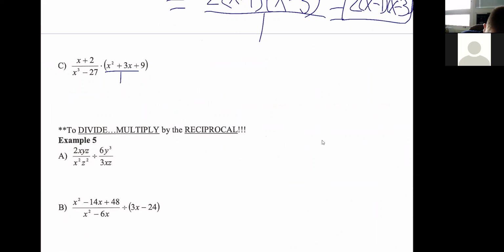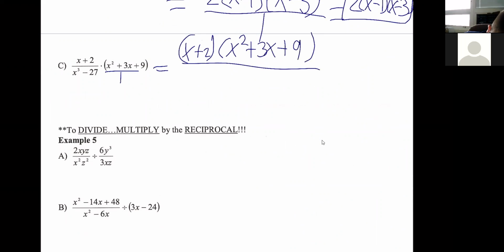Because nothing multiplies to 9 and adds up to 3. Like that's not going to happen. So with a problem like C, there's not a ton we can do, if I'm not mistaken. Am I just overlooking something? Just make sure. But on the bottom, oh, that's a perfect cube.